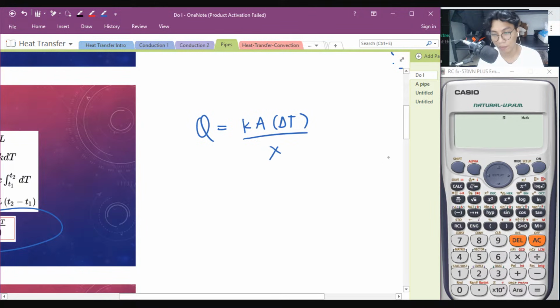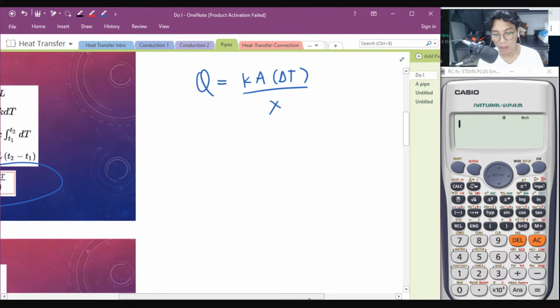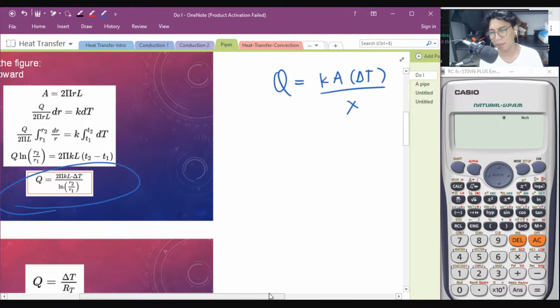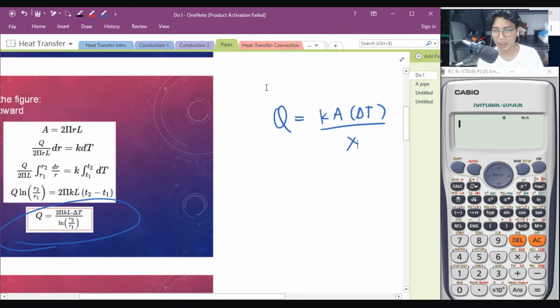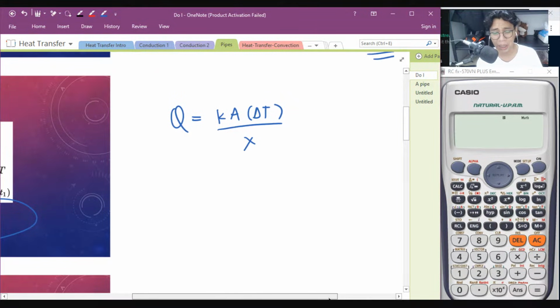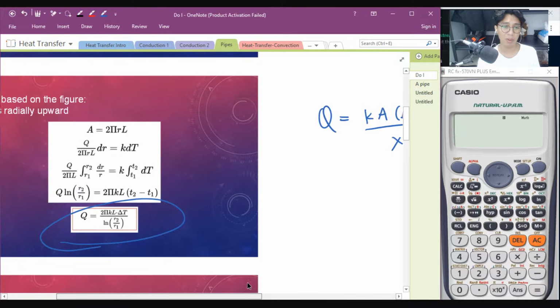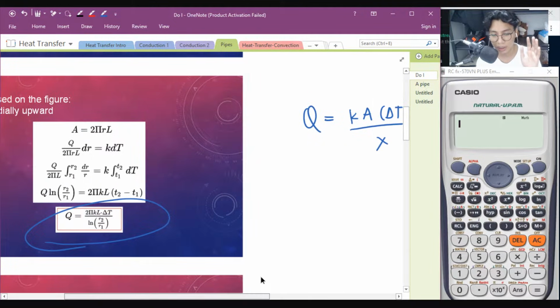Okay? Now, Q. Now, we are talking about pipes, di ba? We're not talking about composite walls. How can we translate it into composite walls? Sir, mahina ako magkabisado. Okay. Let us take note of this.